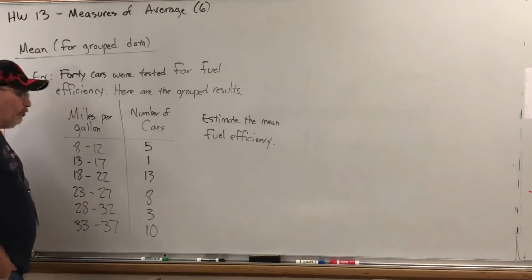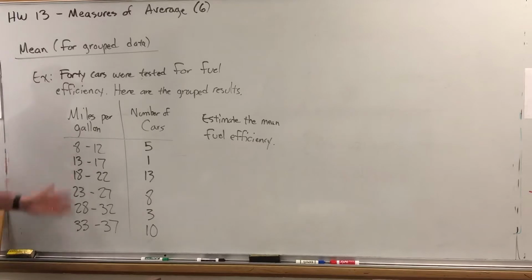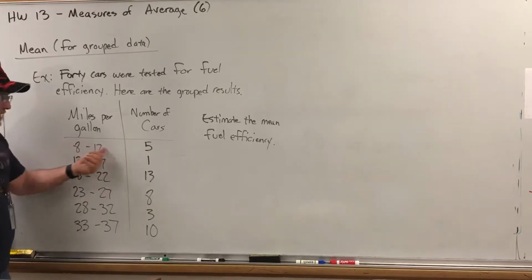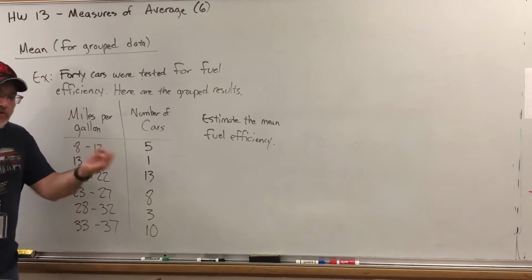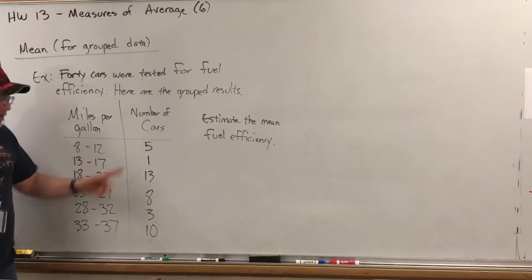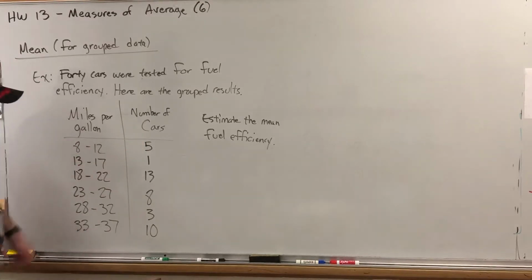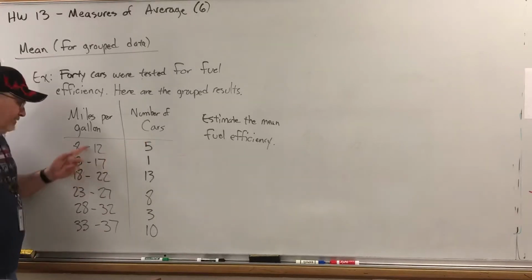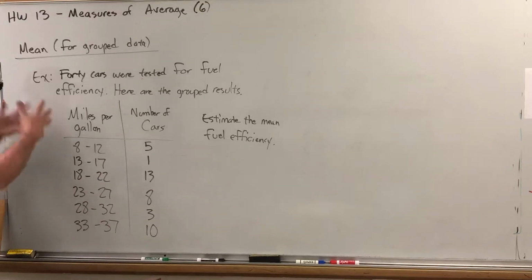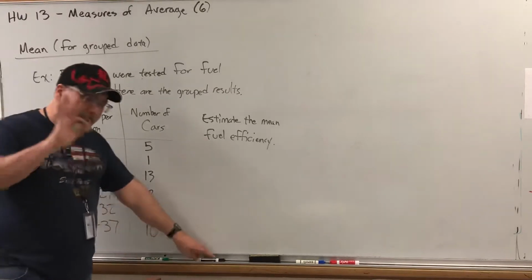When you filter raw data into classes, it's convenient in the sense that you only have fewer classes to look at, but you lose the precision of the measurements. For example, when I said 5 of the cars had a fuel efficiency between 8 and 12 miles per gallon, I don't know what those individual cars' fuel efficiencies were. Were all of them 8 miles per gallon? Were all of them 12 miles per gallon? Were 2 of them 9 miles per gallon and 3 of them 10 miles per gallon? We don't know.